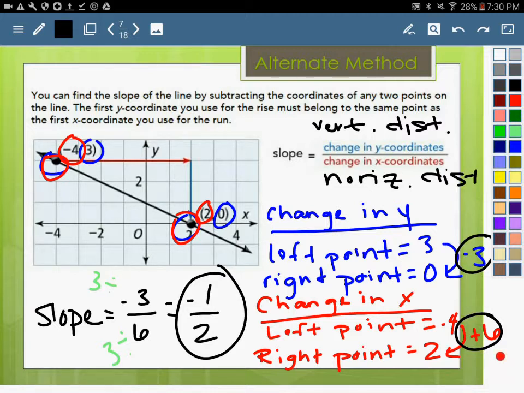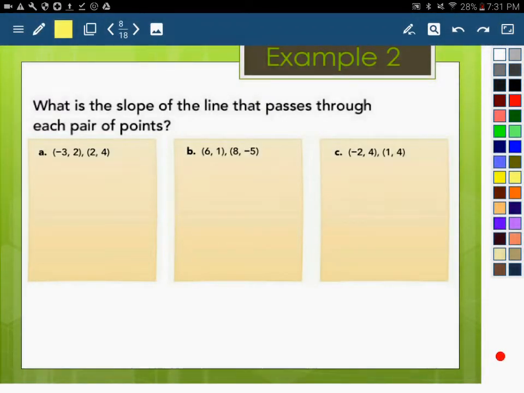Again, I could have just counted this. If I look at my graph, I see 1, 2, 3, 4, 5, 6 units on the horizontal. I also see 1, 2, 3 units on the vertical. But it also goes downwards, so that would be a -3. So I could just look at the graph and see my vertical distance is -3, my horizontal distance is 6, and then set up the same ratio. But again, this method is really useful when 1, your points have decimals in them, or 2, they do not provide you a graph. So now let's take a look at the second example.